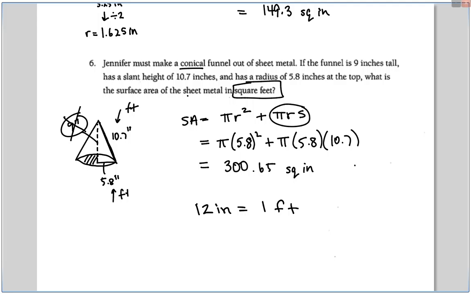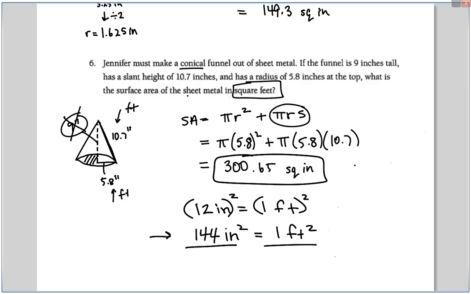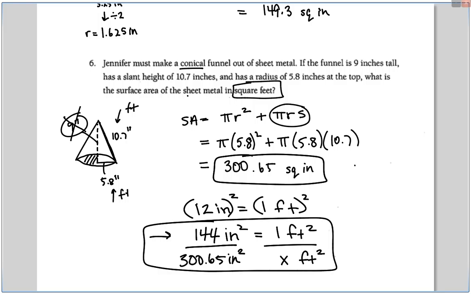So if you wanted square inches in square feet, you would have to square these like that. What that gives you is 144, because 12 times 12, square inches for 1 square foot. 1 times 1 is 1. Now I have this unit here, 300.65 square inches, and I can cross multiply for square feet using this ratio. Doing this, looks like divide by 144, and I got approximately 2 square feet.